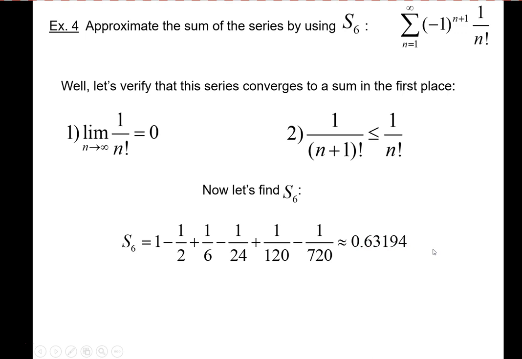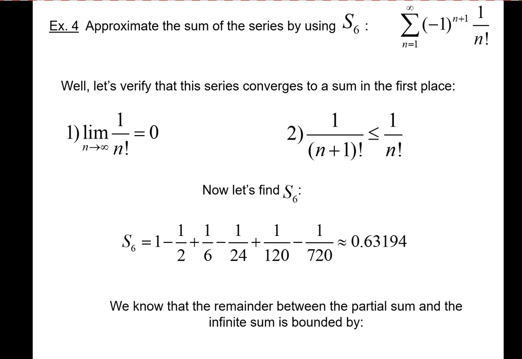So what we want to know is how good is our approximation. I don't know what the actual infinite sum is. Remember we said, unless it's a geometric or a telescoping series, those are really the only two, other than a few special ones out there, that we actually know the infinite sum for. So we have to approximate the infinite sum using these partial sums. And the question is, how good is my partial sum approximation here?